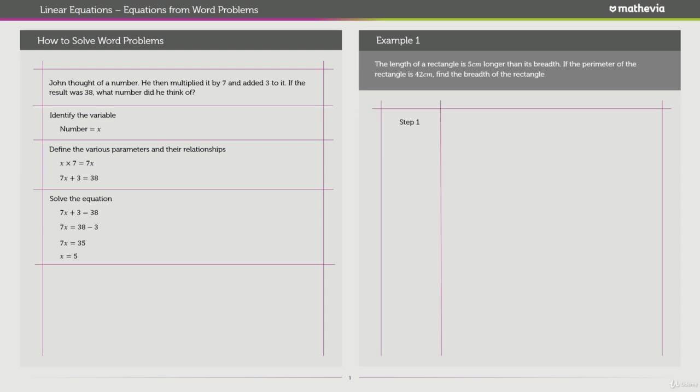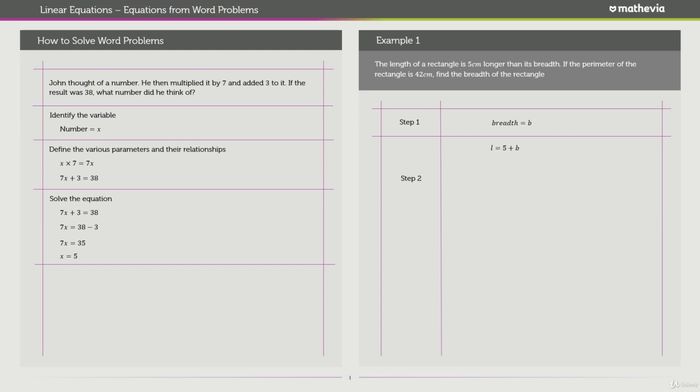The first thing we want to do, like I said, is identify our variable. In this case, what we're looking for is the breadth of this rectangle, and I'm going to call this breadth B. Now, what exactly is happening to B? We've been told that the length of the rectangle is 5 centimeters longer than its breadth, and that the perimeter of the rectangle is 42 cm. So length is 5 plus B.